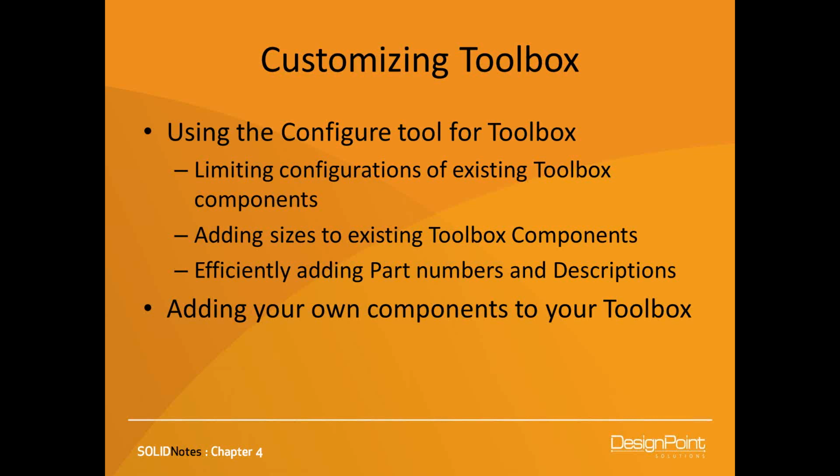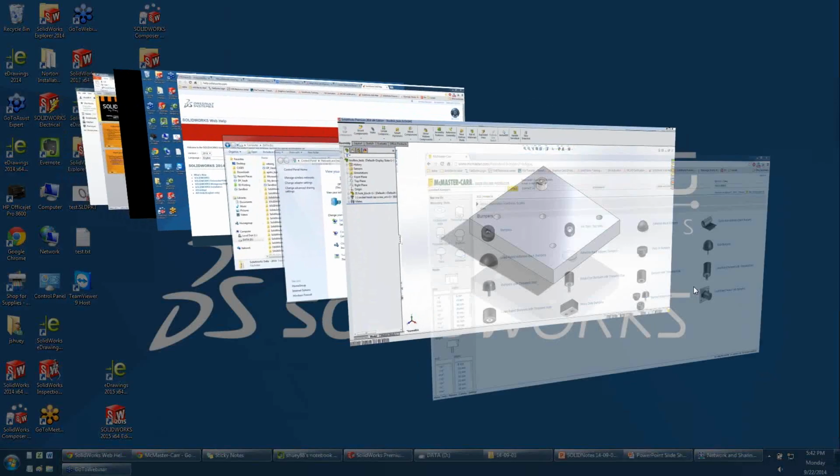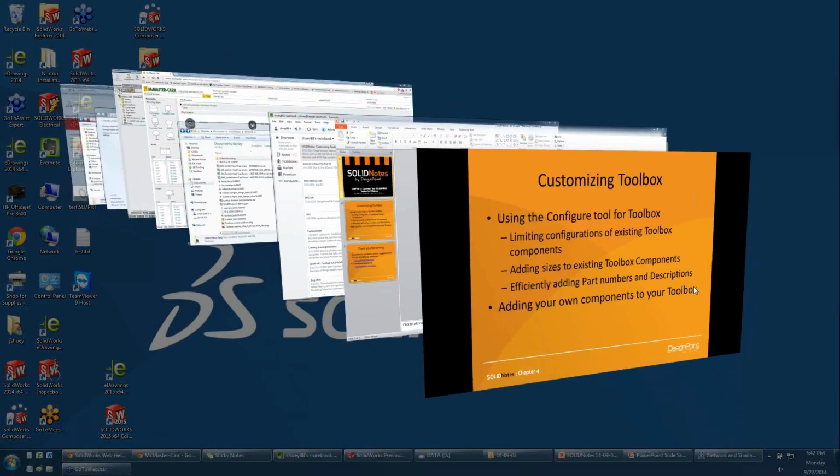So in customizing our toolbox, we're going to use the configure tool for toolbox to limit the configurations of existing toolbox components. We're going to add sizes to existing toolbox components, and then we are going to efficiently add part numbers and descriptions. We're also going to look at how you can add your own components to the toolbox. So let's go ahead and jump into SolidWorks.